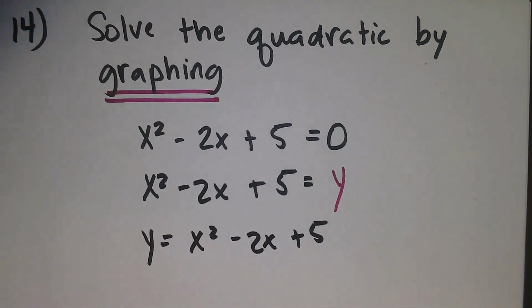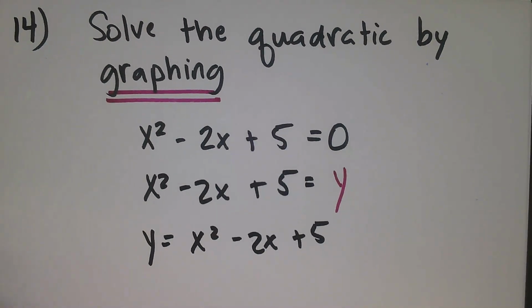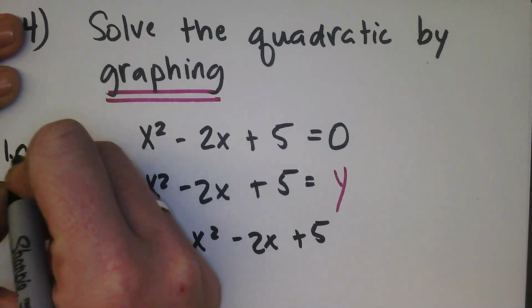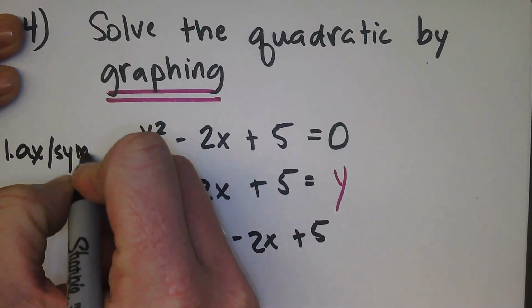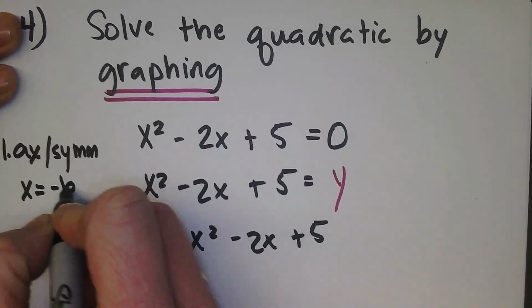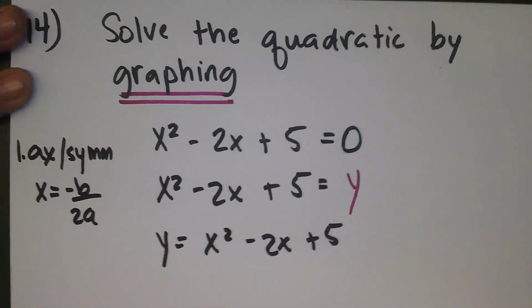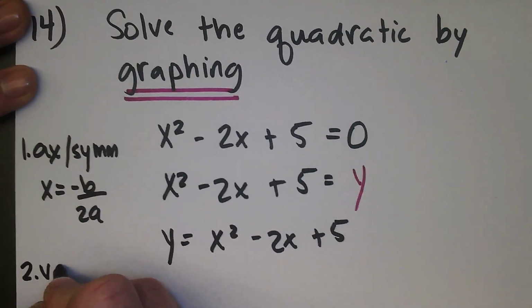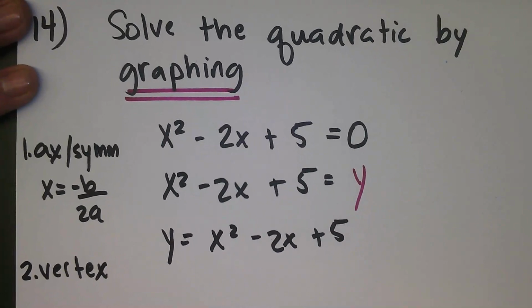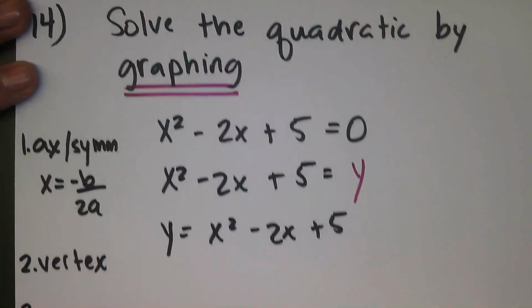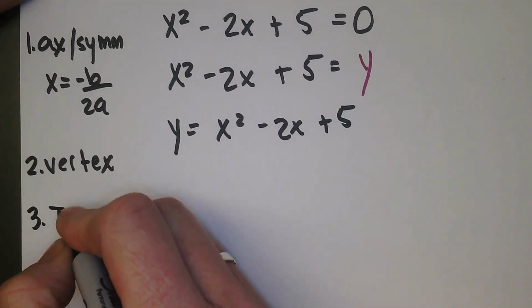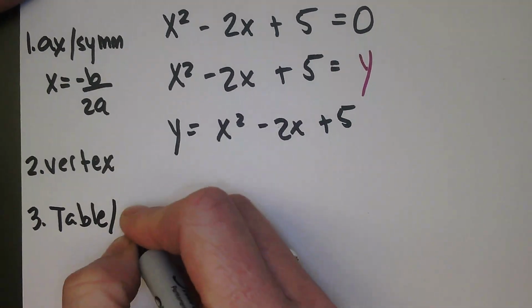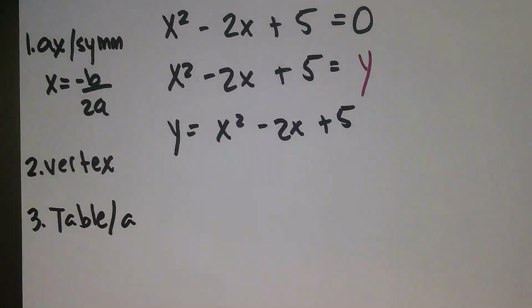Okay, and then from there, because it's in standard form, I'm going to go with my standard plan, which is to find the axis of symmetry, and that is x is the opposite of b over 2a. And then I'm going to find the vertex. And then from there, I will either build a table or just use the a value. So I'll do table or a. So let's go ahead and get started.